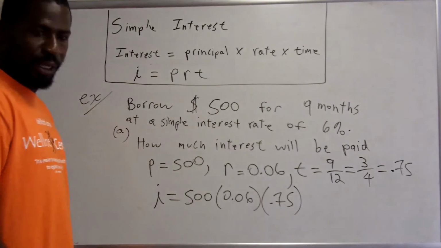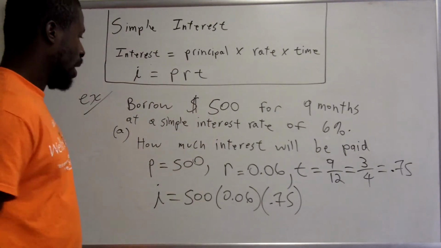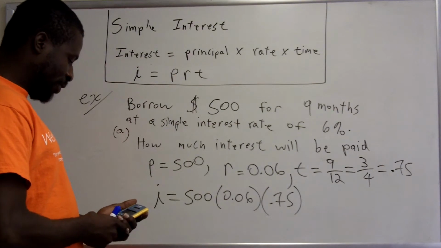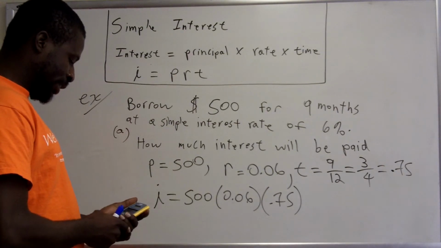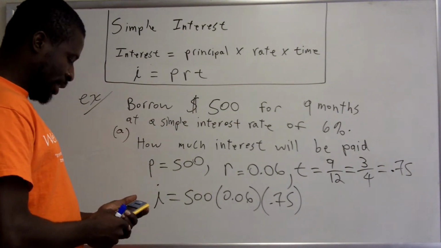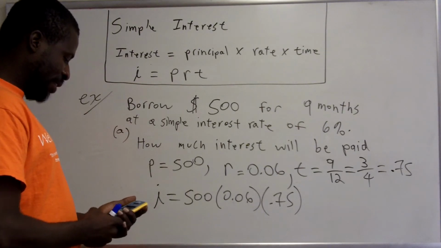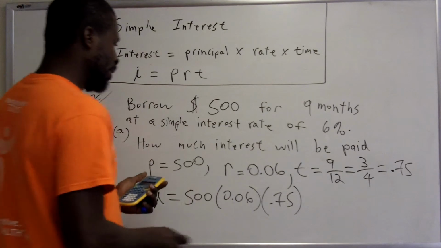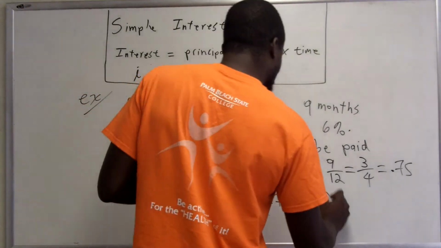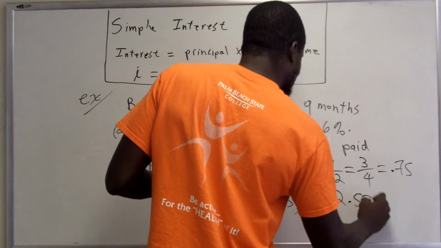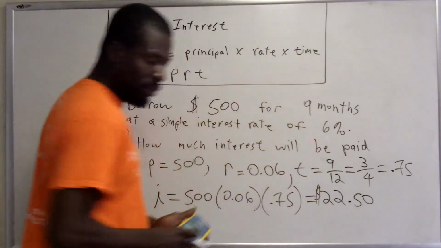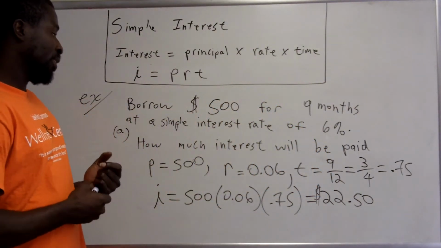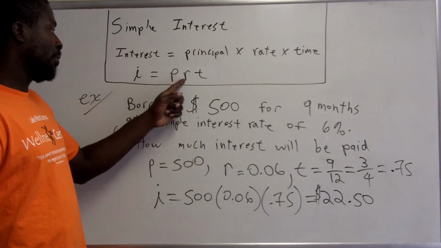So let's go ahead and find out how much interest we're going to pay. We'll have the $500 times the 6%, which is $30, times 0.75, or 3/4 of the year, 9 months. And this tells me that the interest is going to be $22.50. So that's how you calculate interest when you're dealing with simple interest. It's just interest equals principal times rate times time.